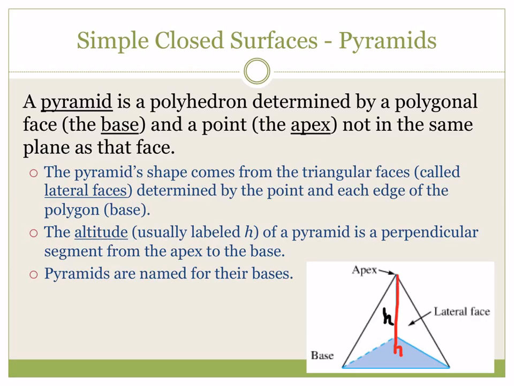All right. Pyramids are named for their bases. So if the base is a triangle, it's a triangular pyramid. If the base is a square, it's a square pyramid. So when you think about the pyramids of Egypt, those are what? Do you remember? They're squares. They're square pyramids. Yeah, so those would be called square pyramids.